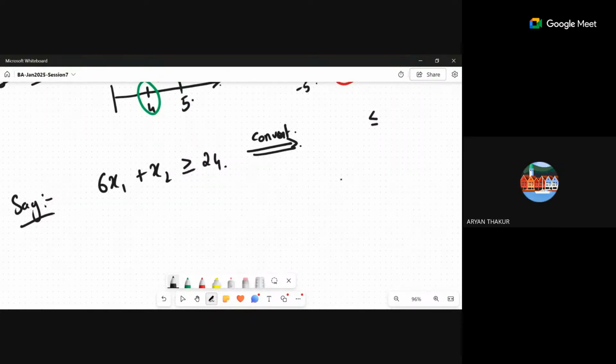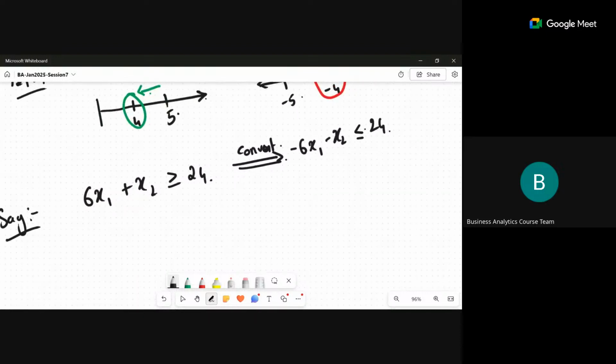And 6x1 and x2 to the other side of 24. The same thing again. Minus x1 minus x2 is going to be less than or equal to 24. Less than or equal to minus 24. Do the same thing again.